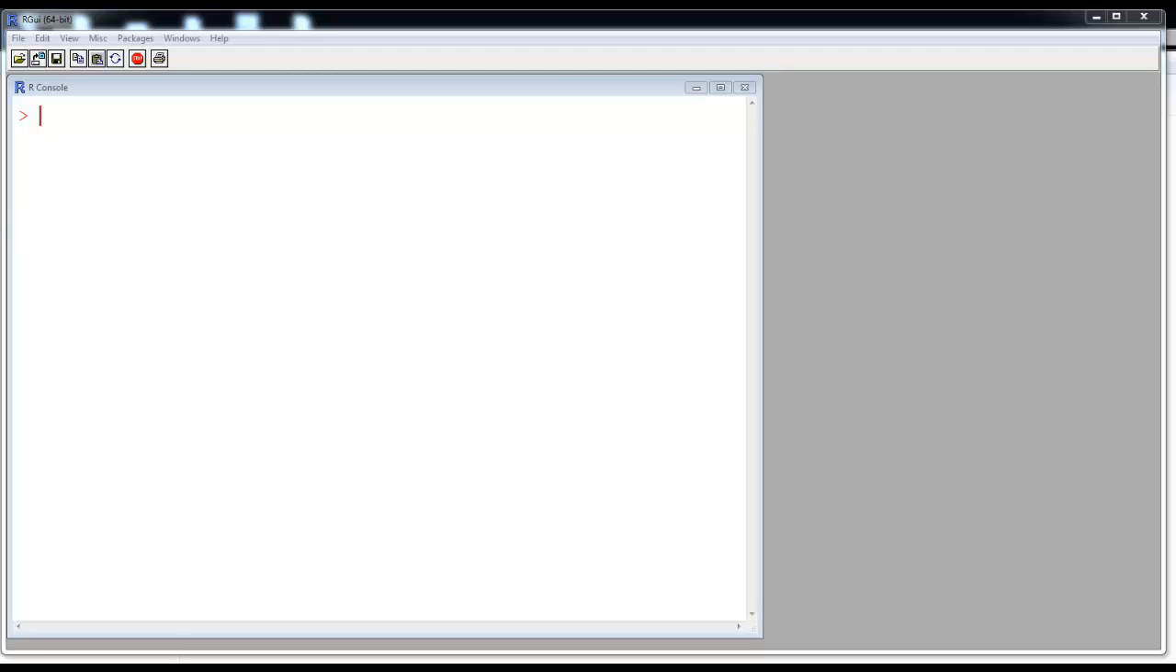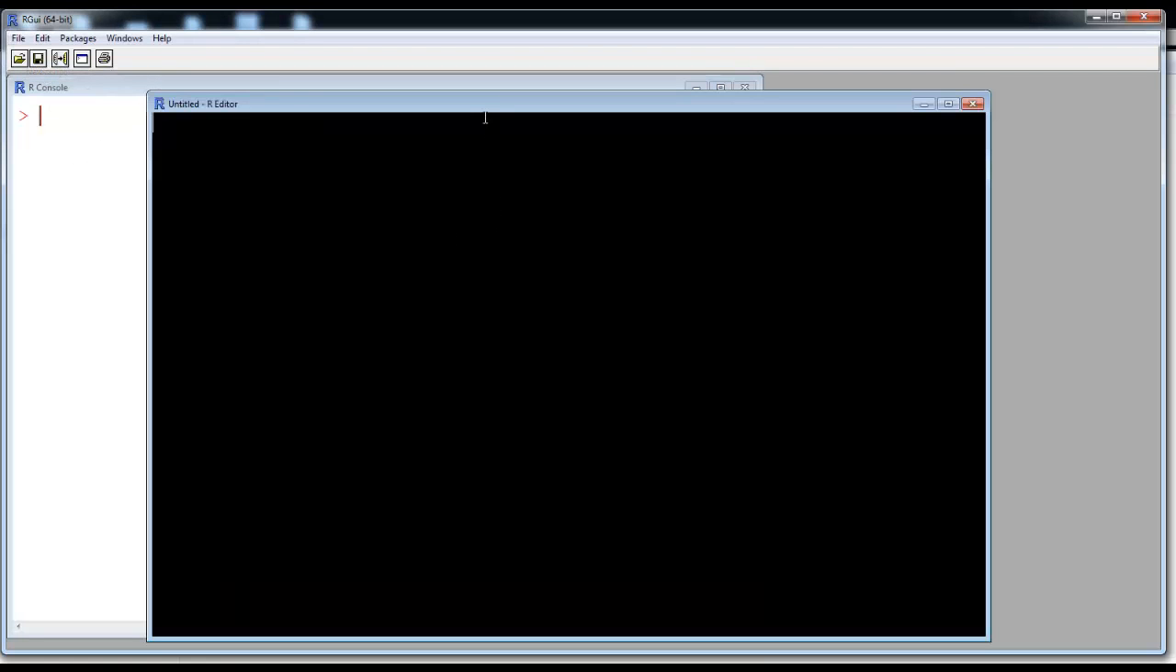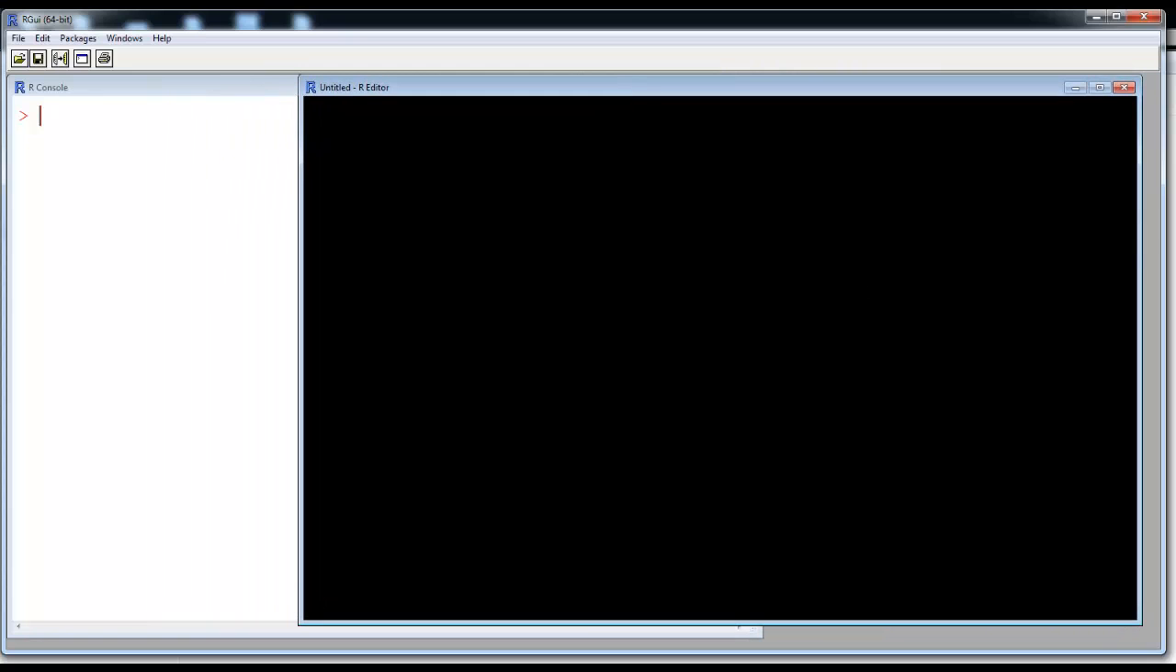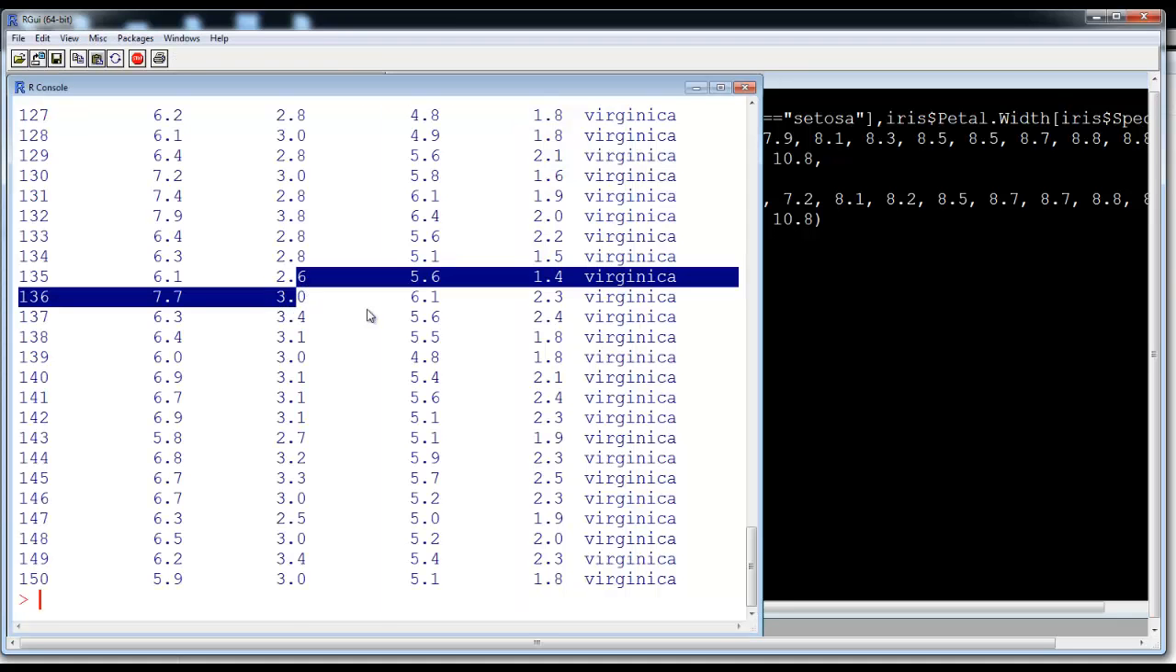Now we try to check whether two given data series come from the same probability distribution. So let us open a new script. You copy paste what is given in the description of the video. So again we are working on the iris data set. So again I'm going to run the iris data set. You select this and you hit the run button.